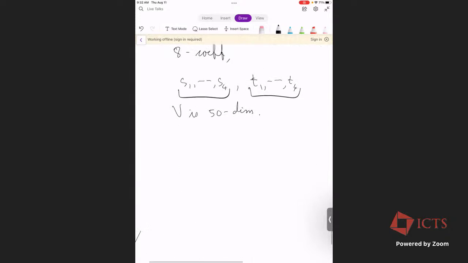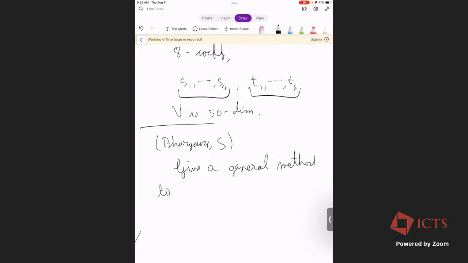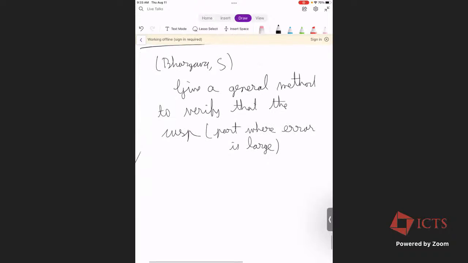And so what we do is we give a general recipe. This is there in the 5 Selmer paper. We give a general method to verify that the cusp contains only reducible points, and remember the cusp is just the part where the error term is large. So we give a general method to do it.